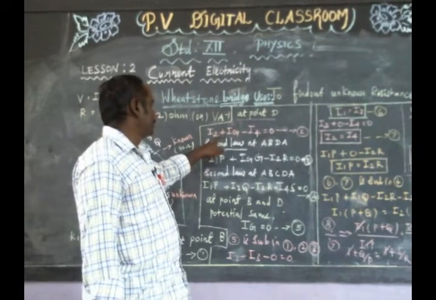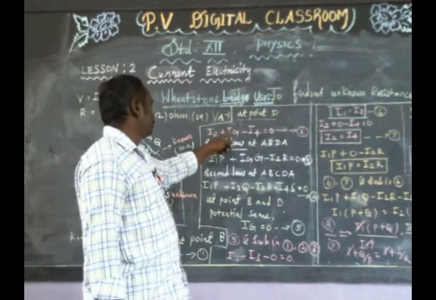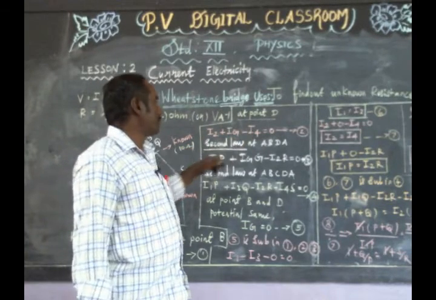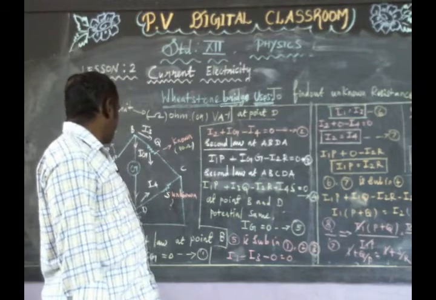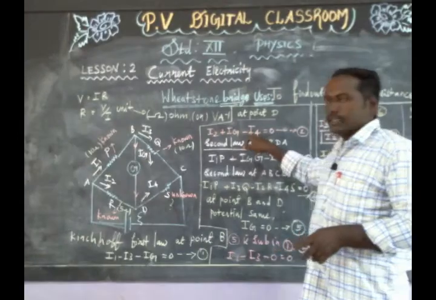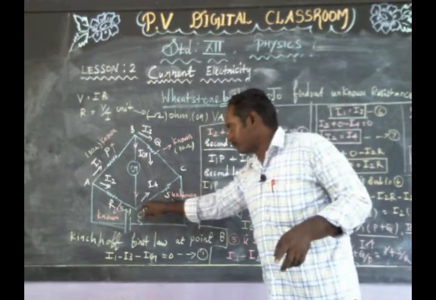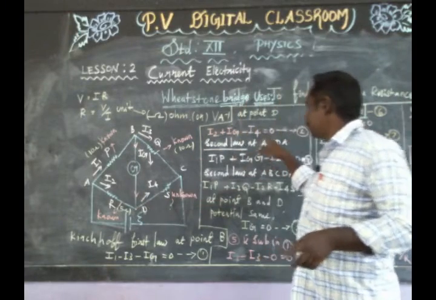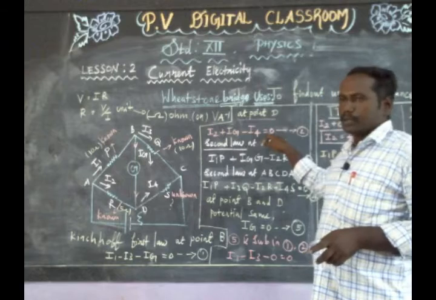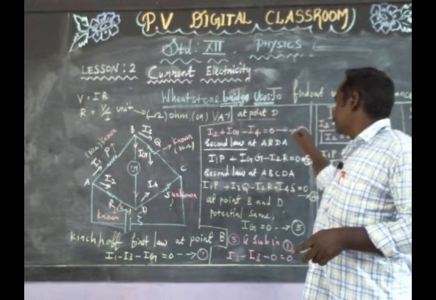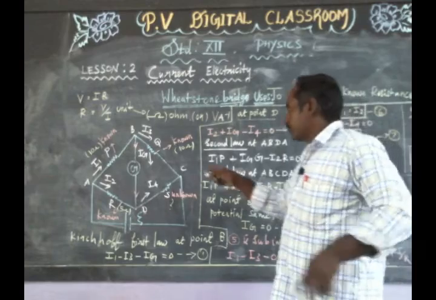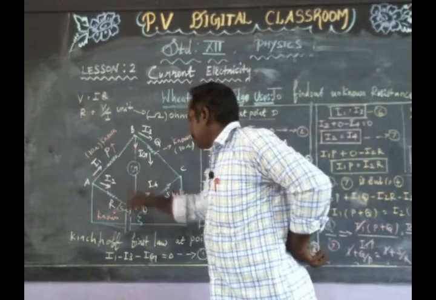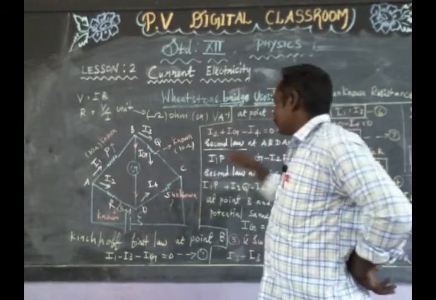At point D, the galvanometer current is toward the junction, taken as positive. I4 is away from the junction, taken as negative. So the total current at point D is 0. This is equation 2. Now apply Kirchhoff's second rule to the network A, B, D, A, which is triangle shaped.